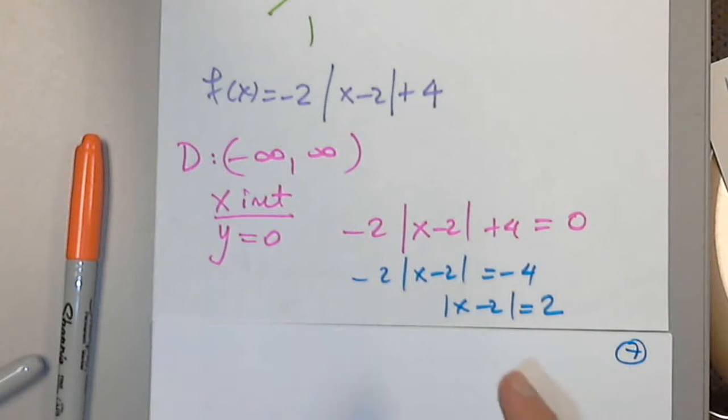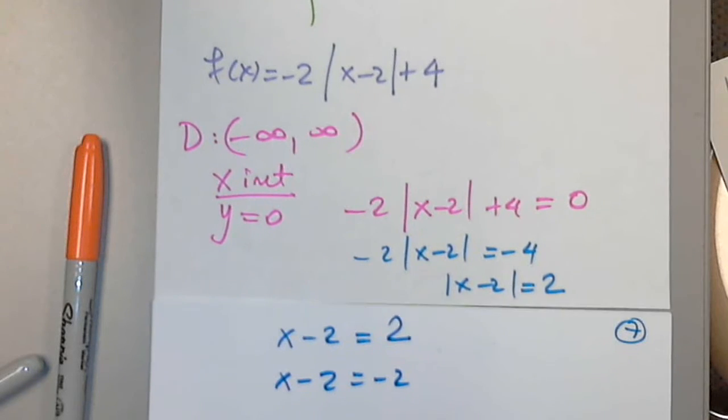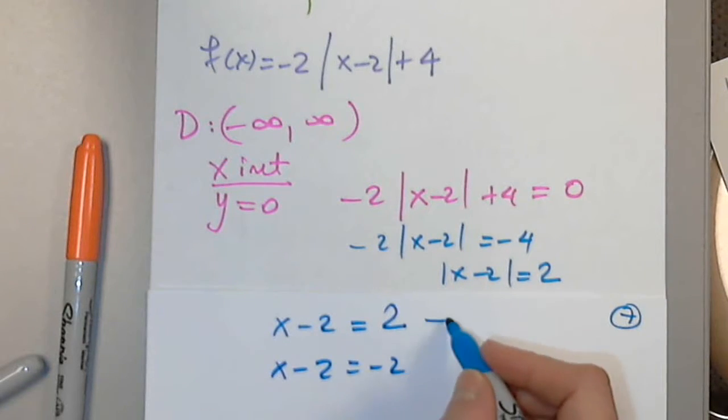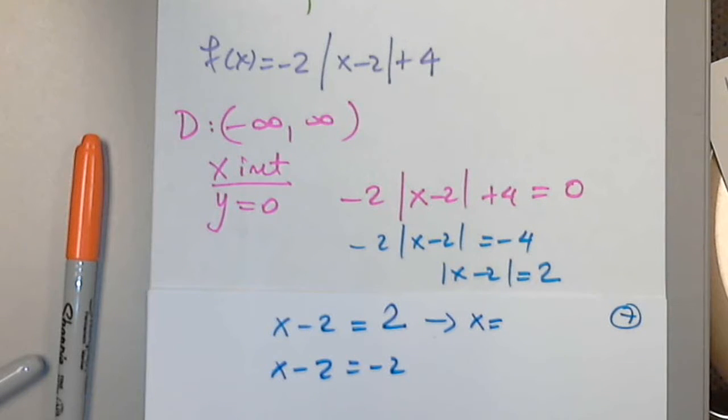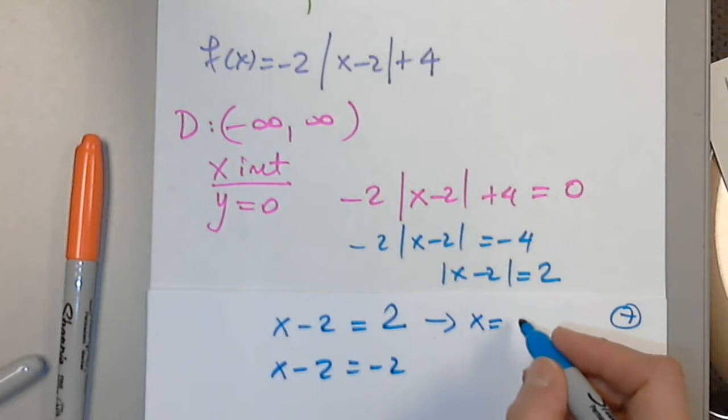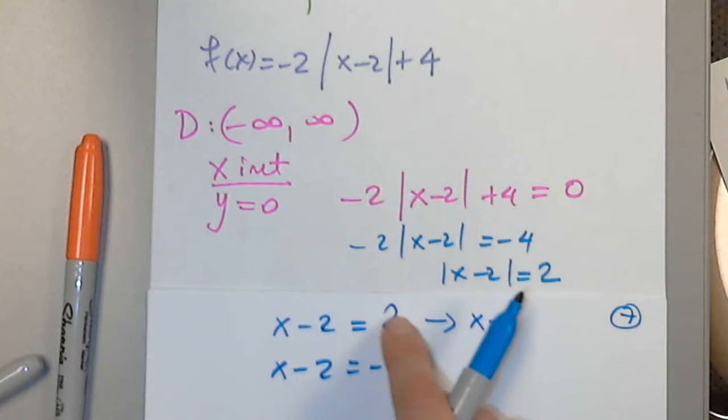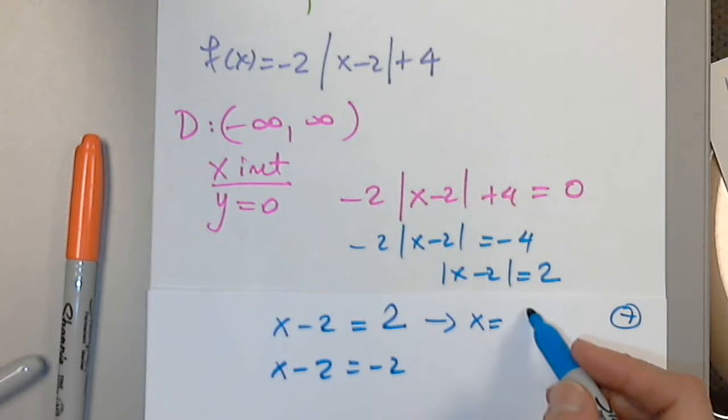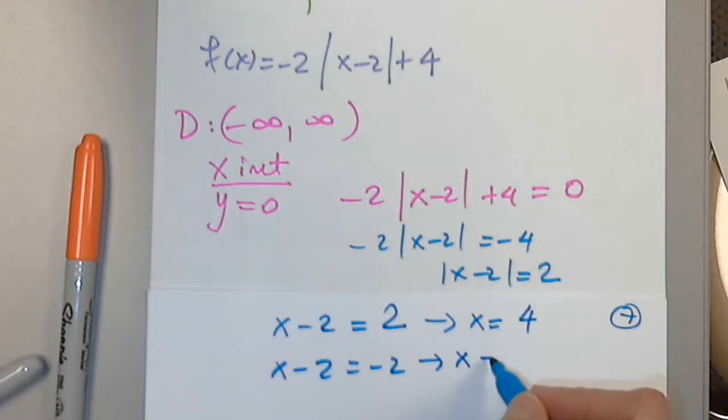You're way ahead of me. So x minus 2 must be either 2 or negative 2. I know what you meant. So now from here, I know indeed that x must be, when I move 2 to the other side, 4. And from here, x must be 0. That's it.